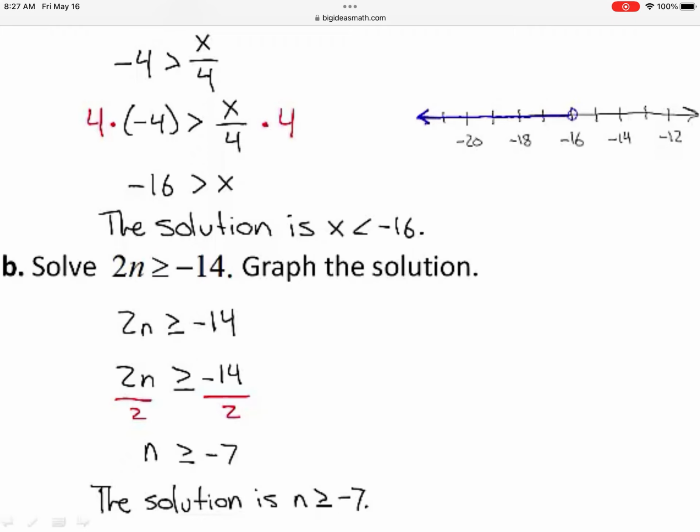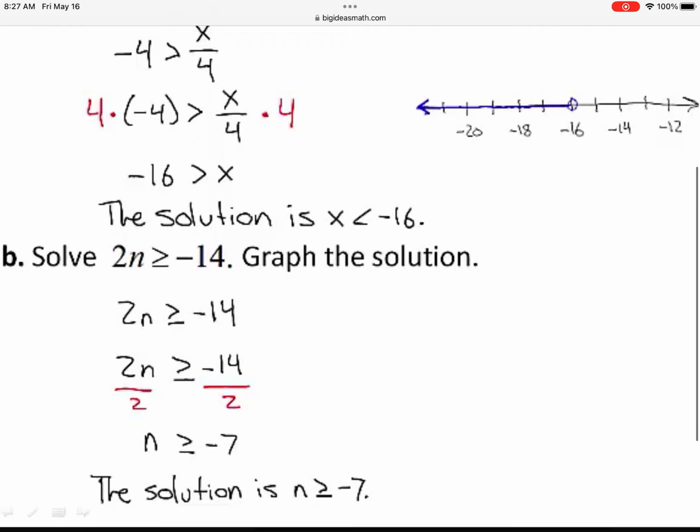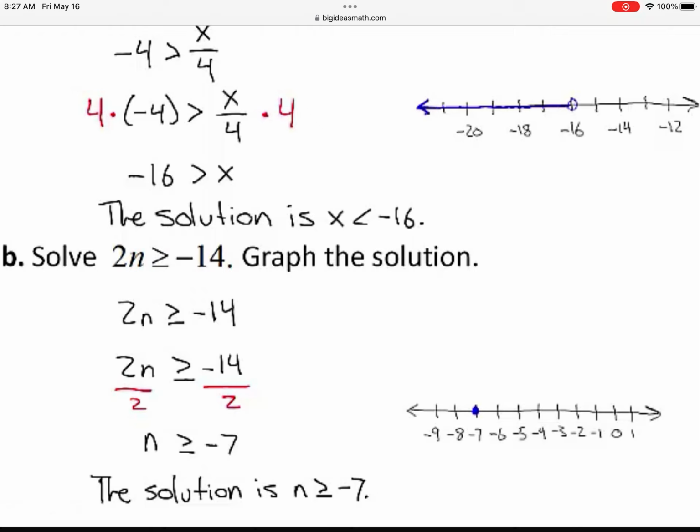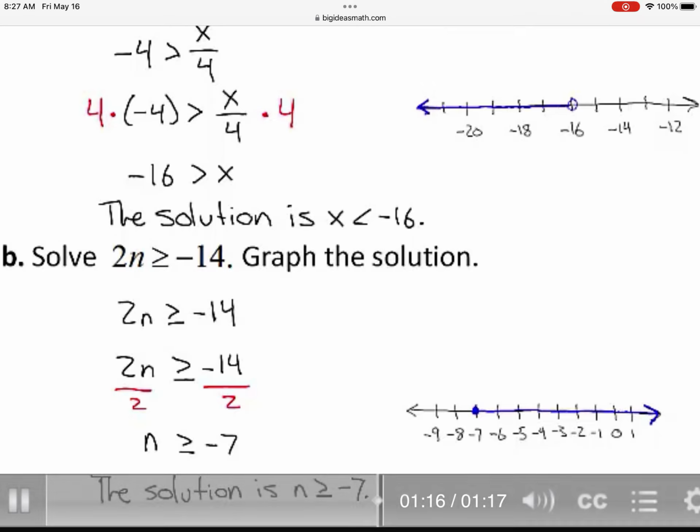Next graph the solution on a number line. Because negative 7 is a solution, use a closed circle at negative 7. Because n is greater than or equal to negative 7, shade the line to the right of negative 7.